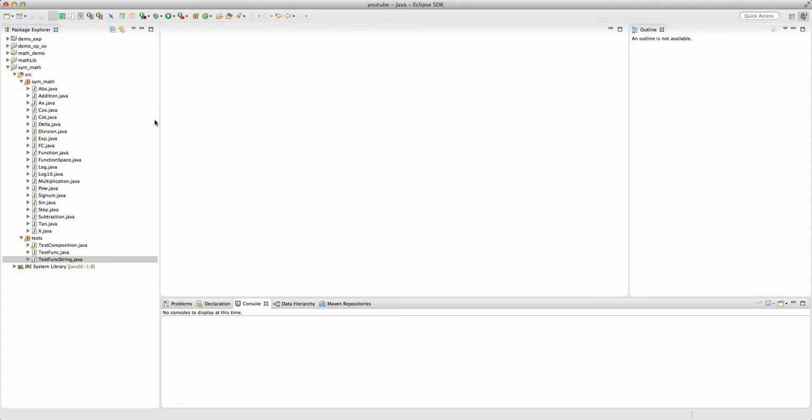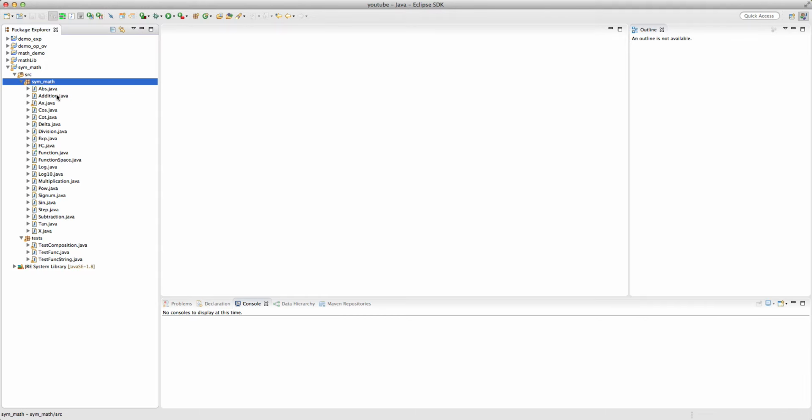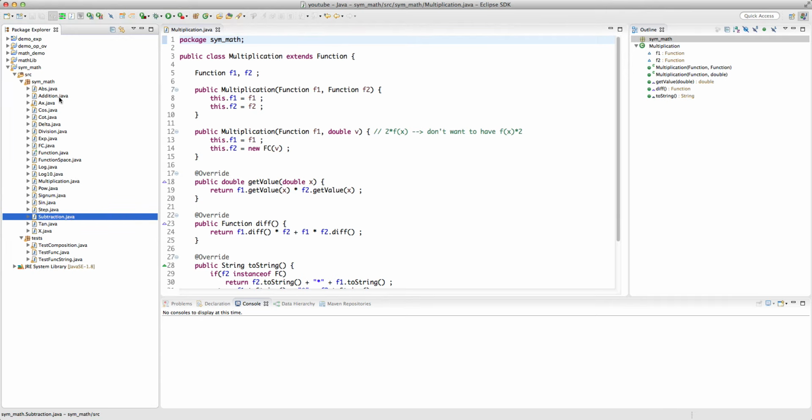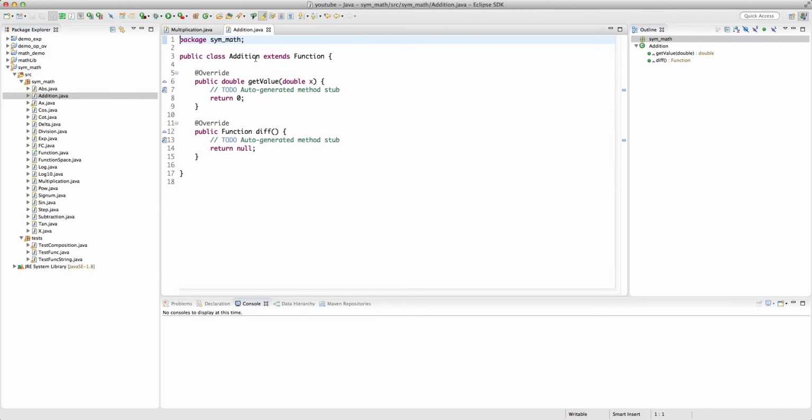In this lecture, I'm going to continue the discussion on symbolic functions, developing the function space for elementary functions. If you recall, last time we were trying to implement a string representation of the functions and of the operations between functions. So we looked at the multiplication, and then we also created the subtraction, addition, and division. So let's continue with the addition.